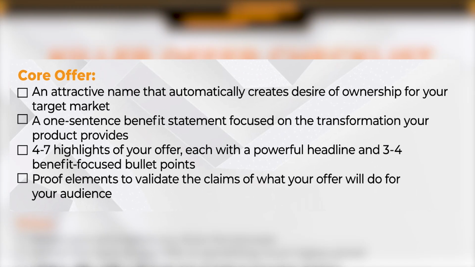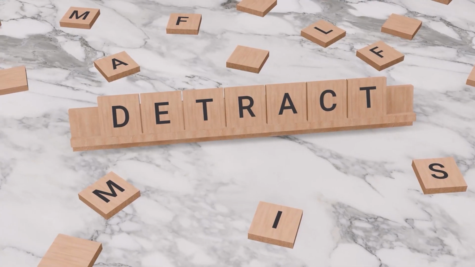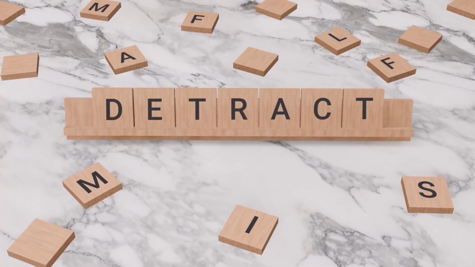I have 4 things that I'm looking to do in a core offer. The first is I want to have an attractive name that automatically creates desire of ownership for your target market. So that's the first thing that we're looking for. A boring name or a blasé name generally doesn't cut it. An over-the-top, hypey, crazy name doesn't cut it either. It actually detracts from the value of what you're selling.